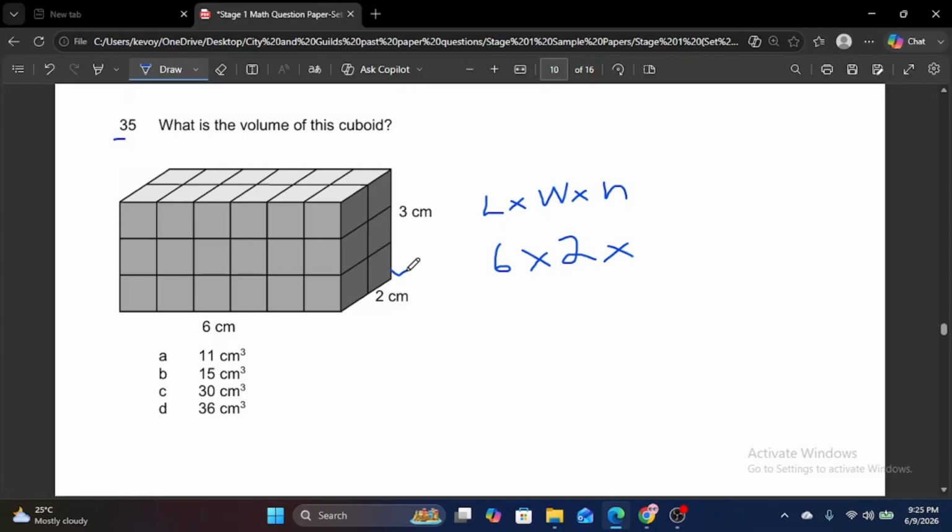And if you realize right here, how do we know that the height is 3? Just count it. So if you count it, it's going to be 1, 2, 3. So that's 3. So that's going to be our height. So let's work everything out now. 6 times 2 is going to be 12. And 12 times 3 is going to be equal to 36. So 36 centimeters cubed. That's going to be your answer for that one right there.